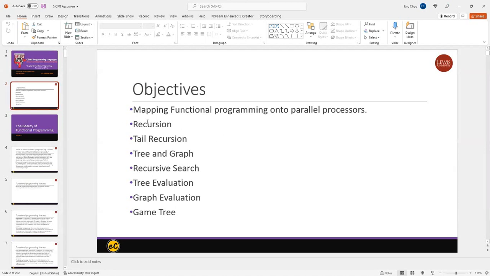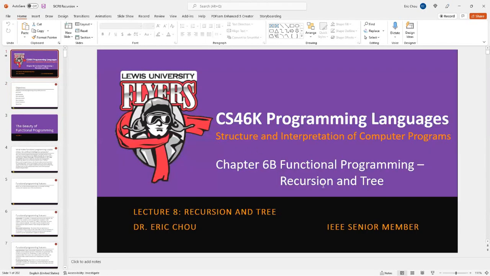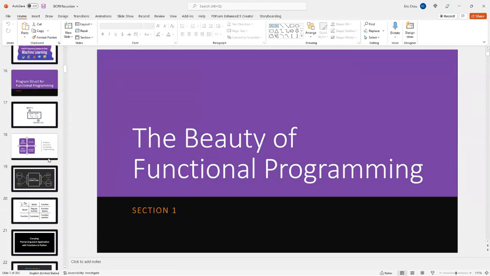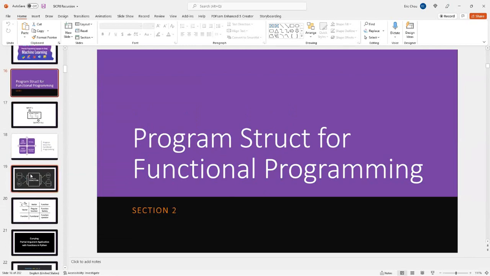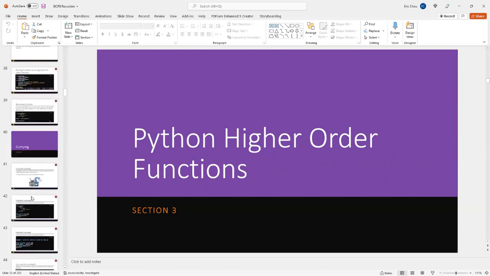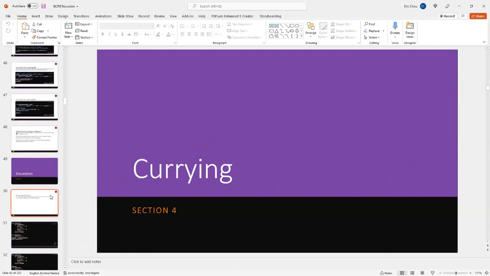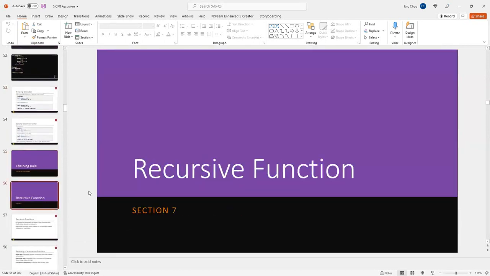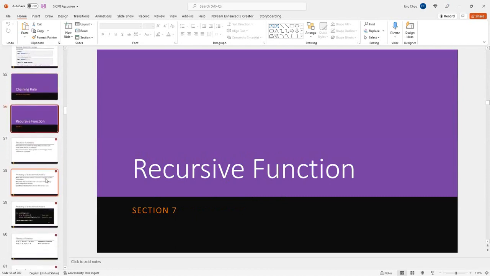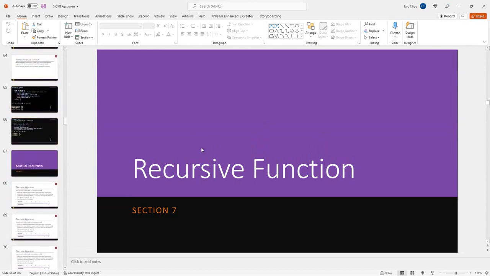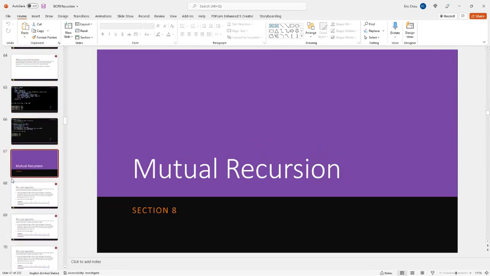You may wonder why we talk about functional programming. We talk about functional programming structure, higher order functions, currying, decorators, the chain rule, and recursive functions. These are different aspects of functional programming. So we finish functional programming here with its different types, and also mutual recursion.